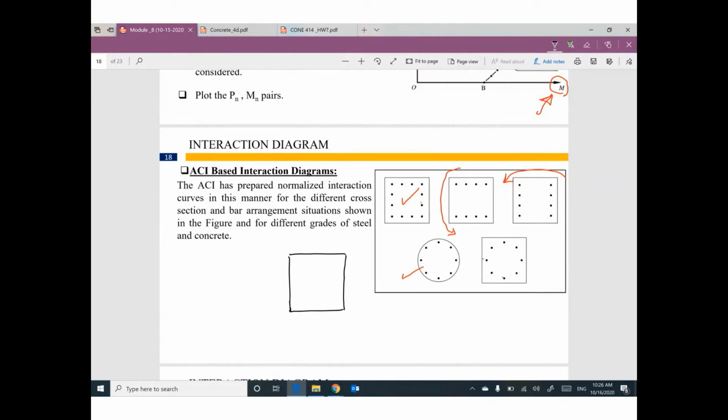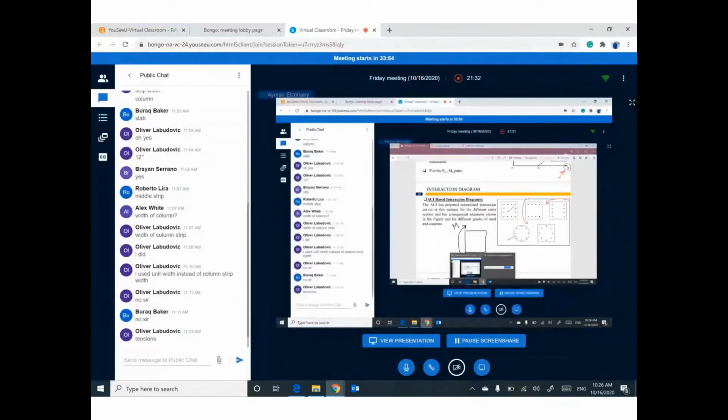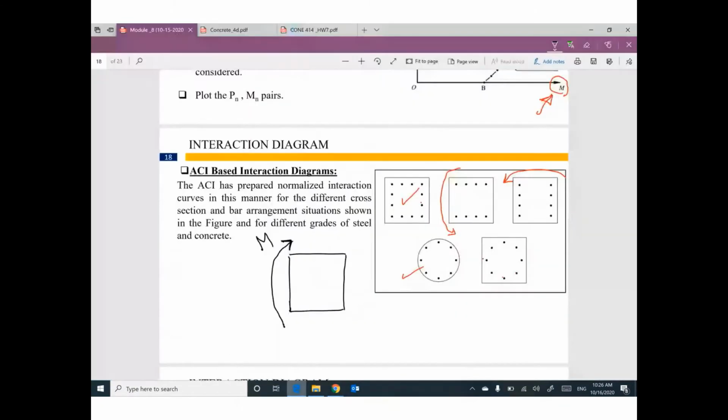So if you have a moment like this, do you know where the tension side and the compression side are? Yeah, thank you, Oliver. I think the tension side will be at the tail of this arrow and the compression at the head of this arrow. And that makes sense. So you should put steel reinforcement on this side.